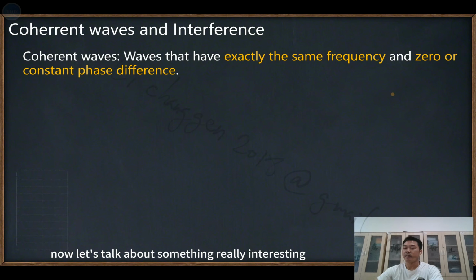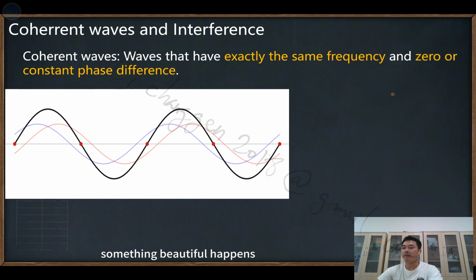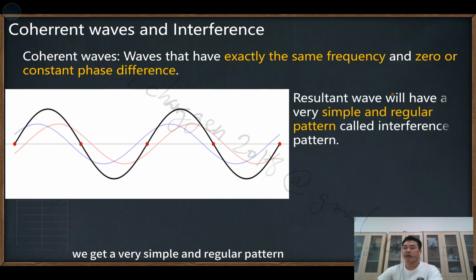Now let's talk about something really interesting, coherent waves. Coherent waves are special because they have exactly the same frequency and either zero phase difference or a constant phase difference. When two coherent waves meet and combine, something beautiful happens. We get a very simple regular pattern. We call this pattern interference.